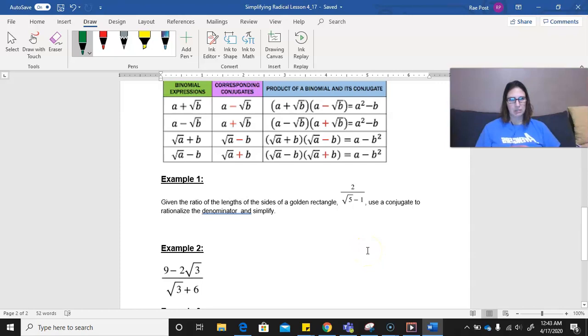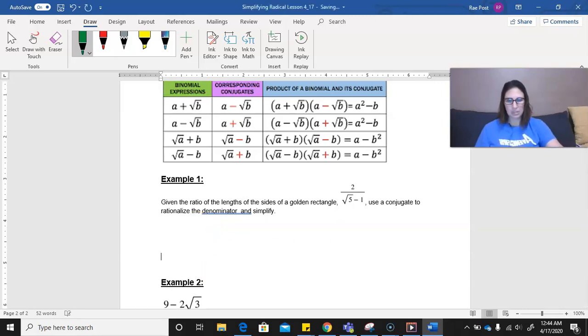I'm going back to the original when we were talking about the golden rectangle. So it says, given the ratio of the lengths of the sides of a golden rectangle, 2 over the square root of 5 minus 1, use the conjugate to rationalize the denominator and simplify. So we're just going to do what we've been doing with multiplying. I'm going to give us a little bit more room here. All right, so we're going to simplify this, but we've got to get rid of that radical here. So we're going to multiply it by the conjugate.